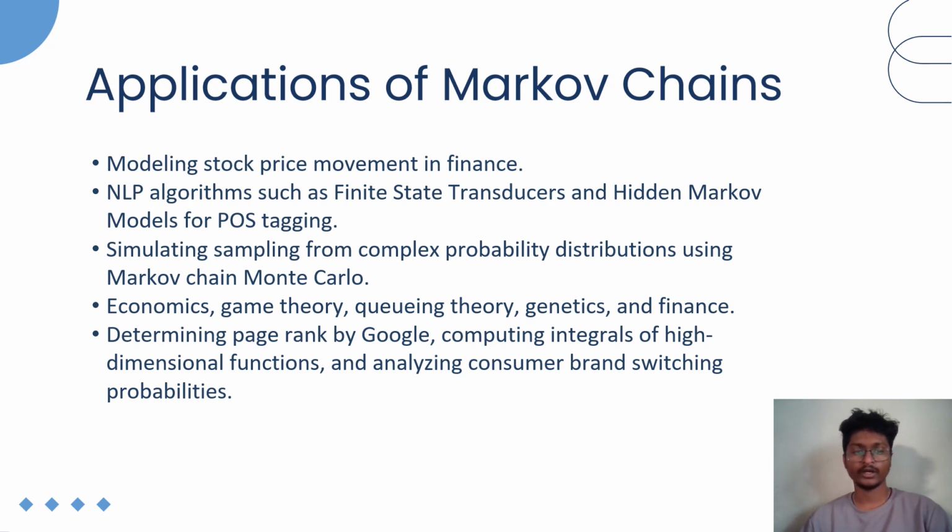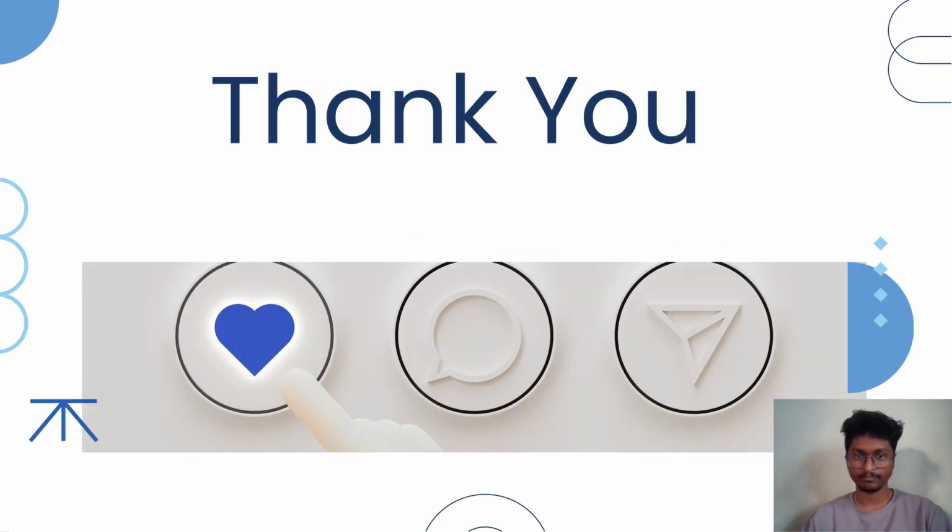It is used in economics, game theory, queuing theory, genetics, and finance. It is used in determining page rank by Google, computing integrals of high-dimensional functions, and analyzing consumer brand switching probabilities.